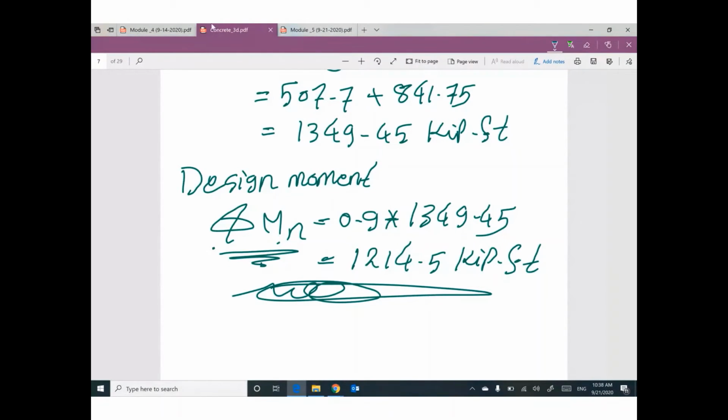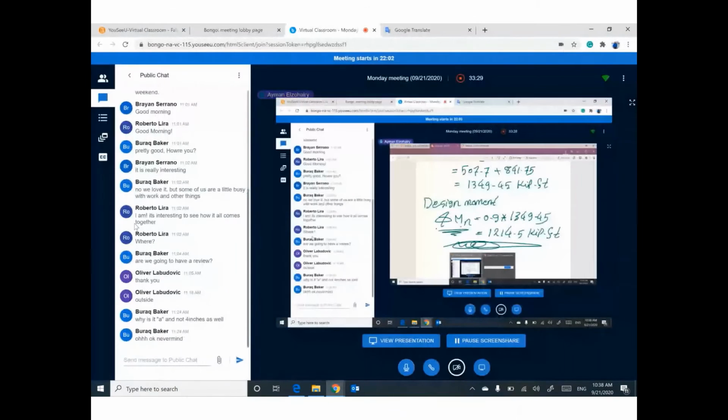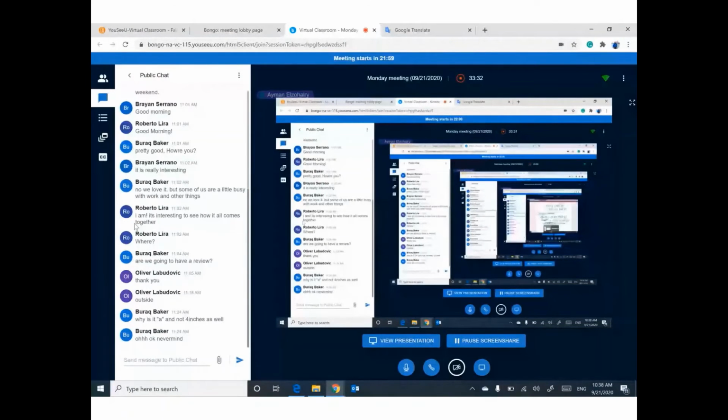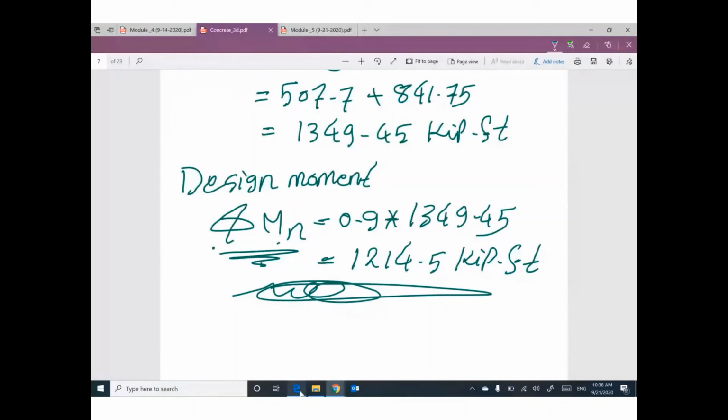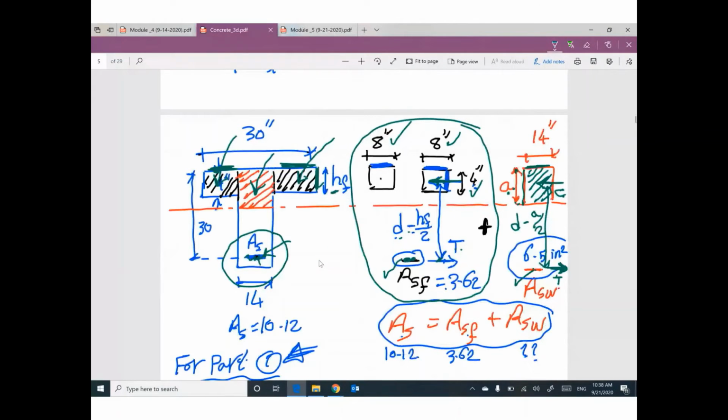What do you think? Burak, the first part of the cross section has a thickness equal to hf, which is 4 inches. But for the second part with the neutral axis, I don't know where it is, so I have a. It's different.